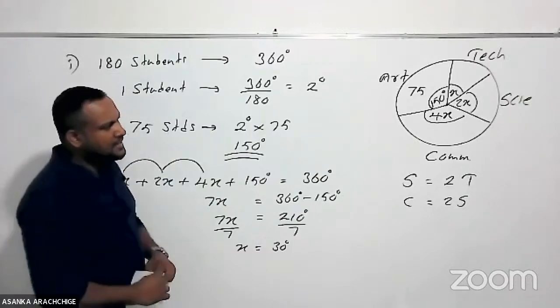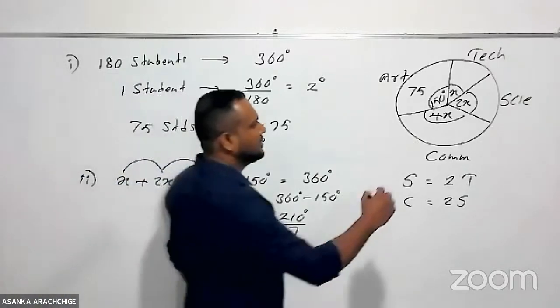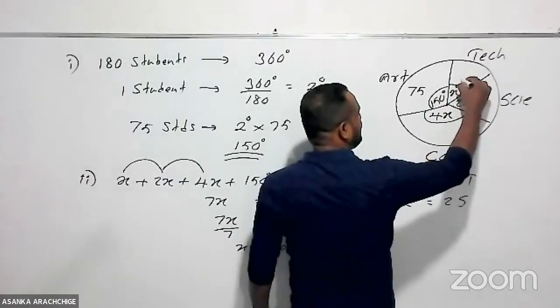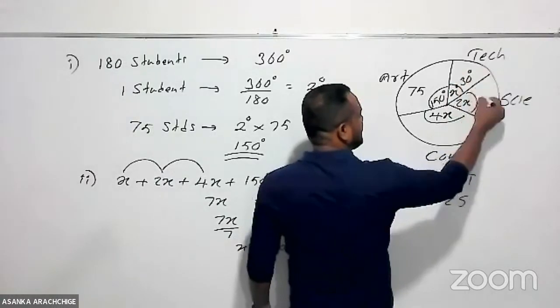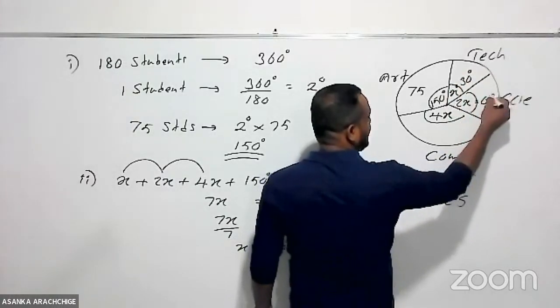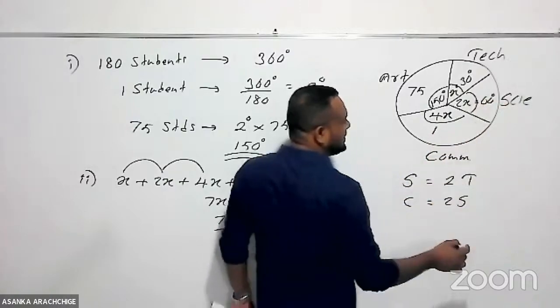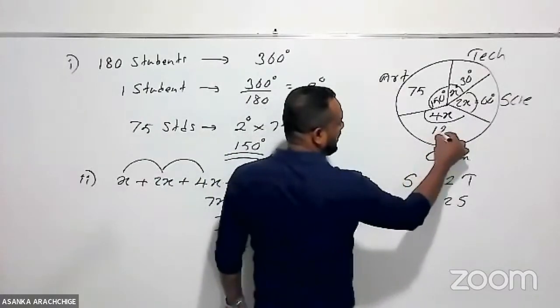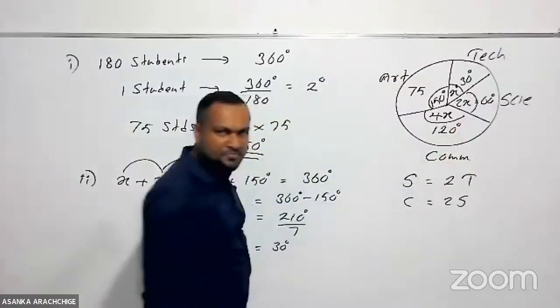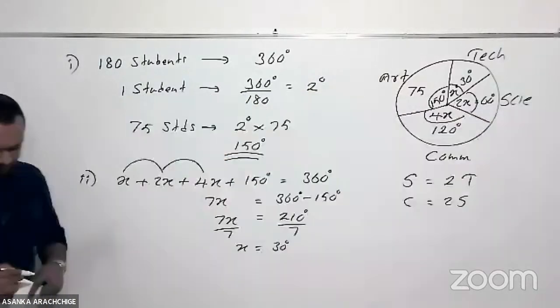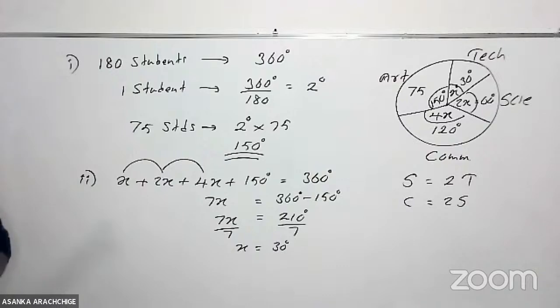If x is 30, if this is 30, this must be 60 and this must be 30 times 4, 120 degrees. Is that clear?